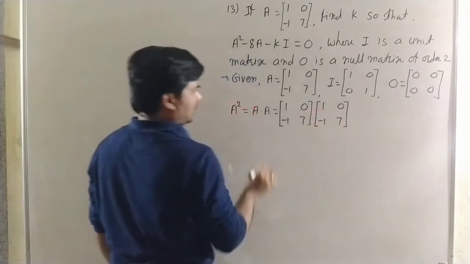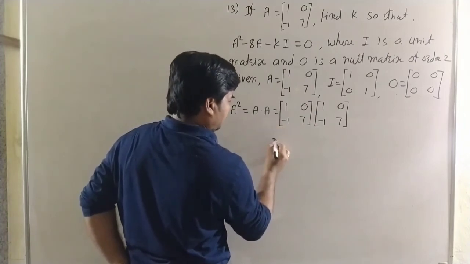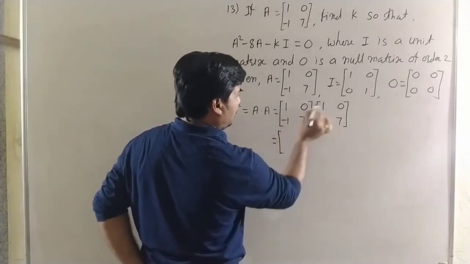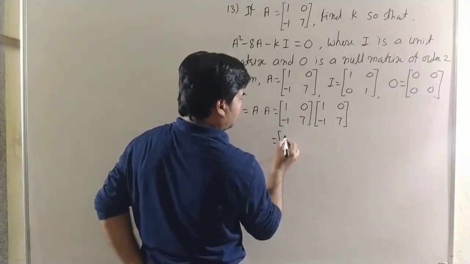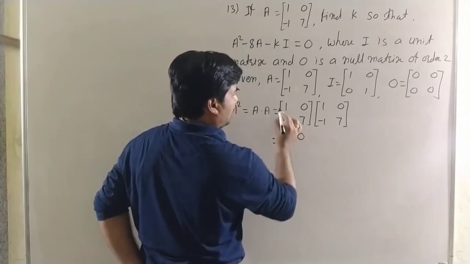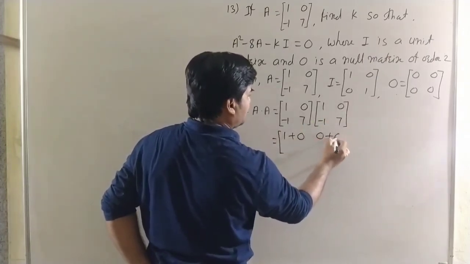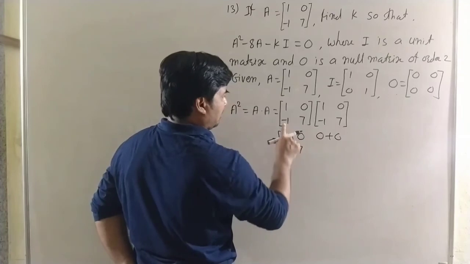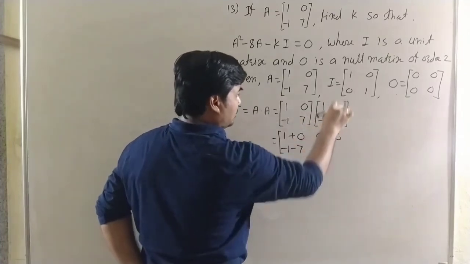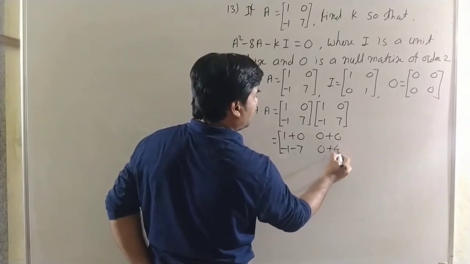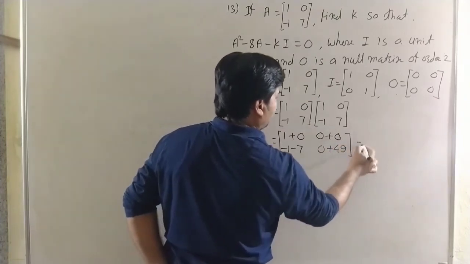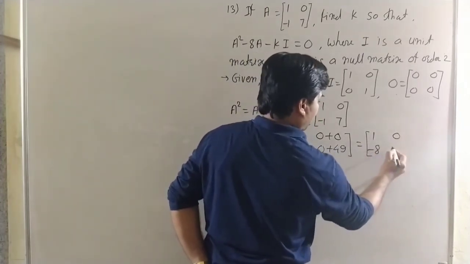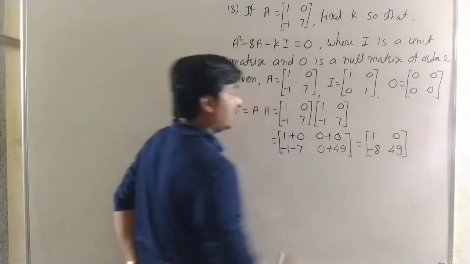See carefully this. Now multiplication. First row first column: 1 into 1 is 1, and 0 into minus 1 is 0, therefore 1 plus 0. First row second column: 0 plus 0. Second row first column: minus 1 minus 7, that is minus 8. Second row second column: 0 plus 49, 7 into 7. So A square is [1 0; -8 49], it is the value of the A square.